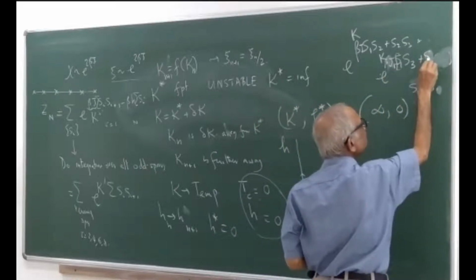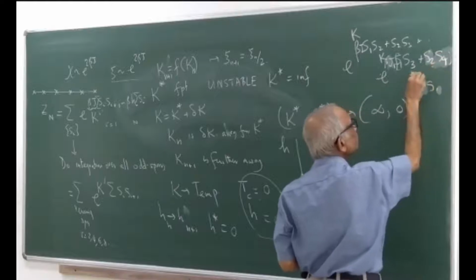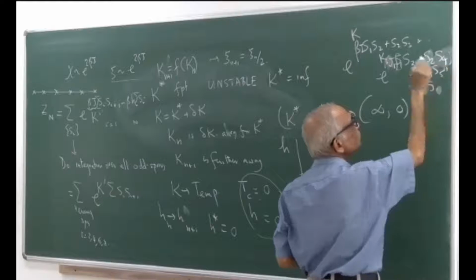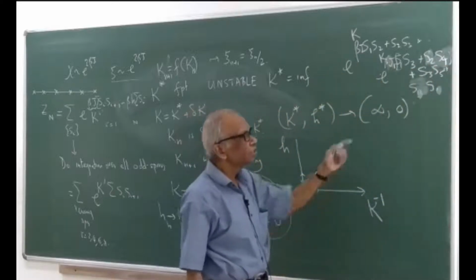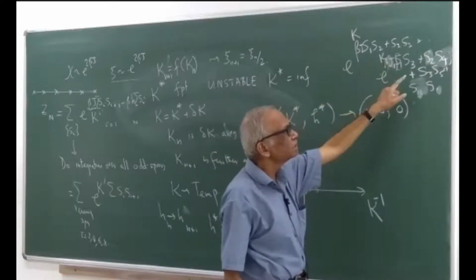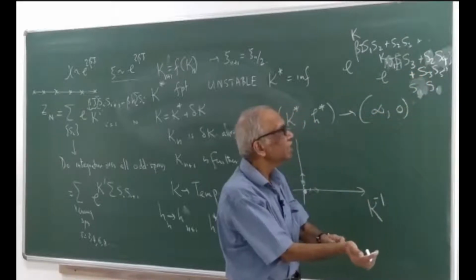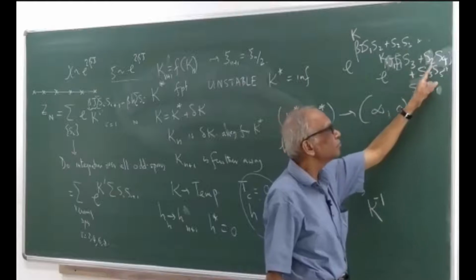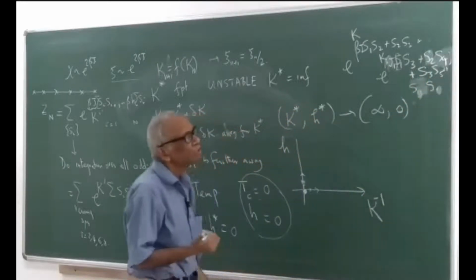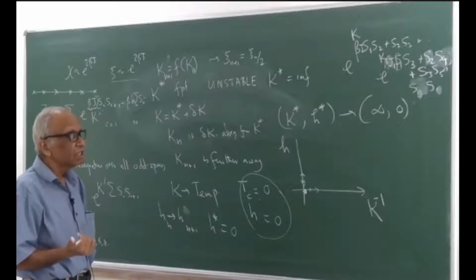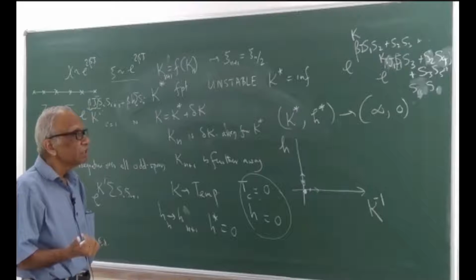S1 S3 plus S2 S4 plus S3 S5 and so on, and I'm tracing over the alternate spins, and I would be left with your S2 S4, S4 S6, though they are not traced over. You would find, so what's going to happen?